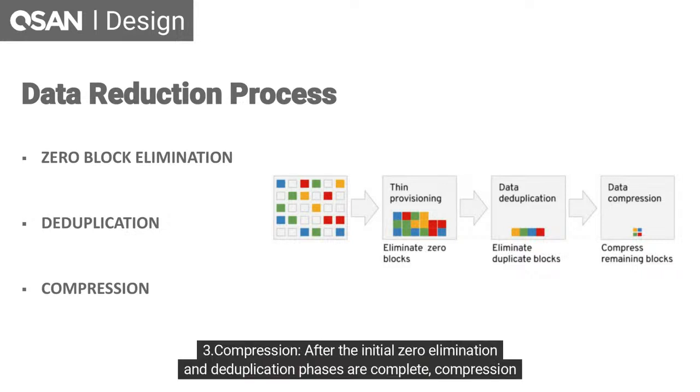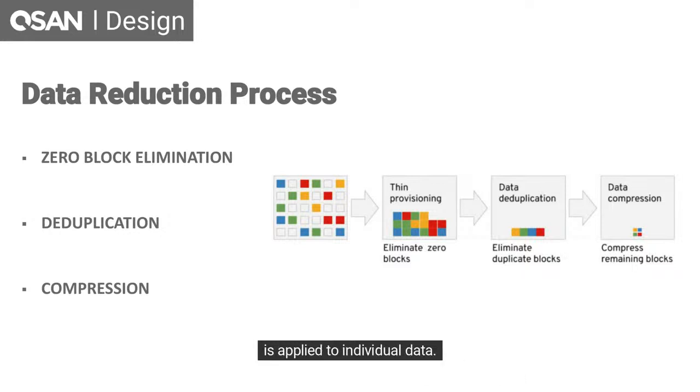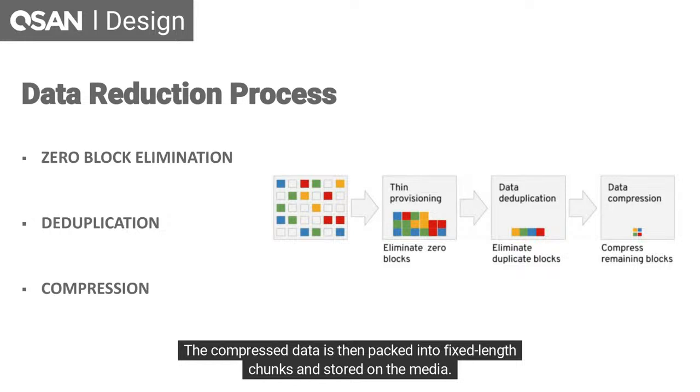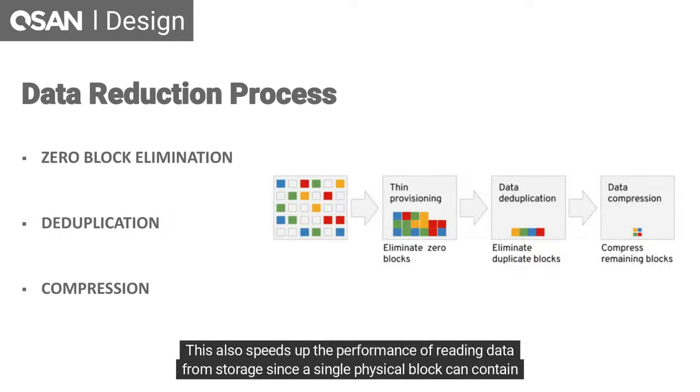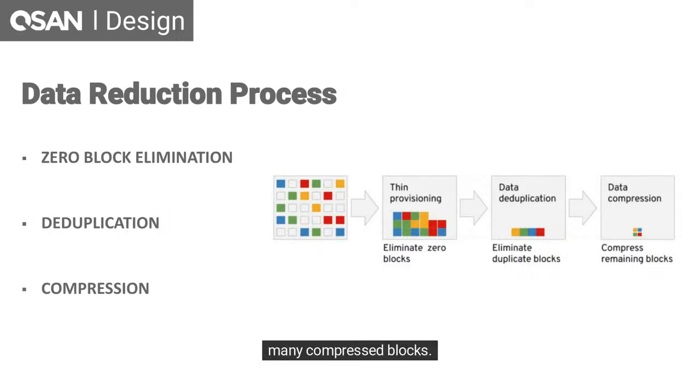3. Compression. After the initial zero elimination and deduplication phases are complete, compression is applied to individual data. The compressed data is then packed into fixed-length chunks and stored on the media. This also speeds up the performance of reading data from storage, since a single physical block can contain many compressed blocks.